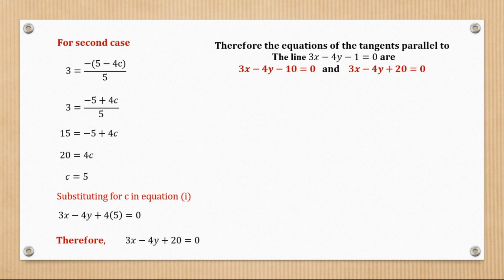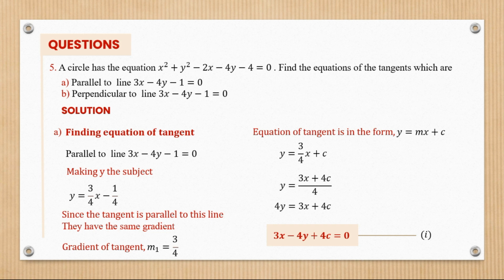So therefore, the equations of the tangents parallel to the line 3x minus 4y minus 1 is equal to 0 are 3x minus 4y minus 10 is equal to 0, and 3x minus 4y plus 20 is equal to 0. And those are the answers.